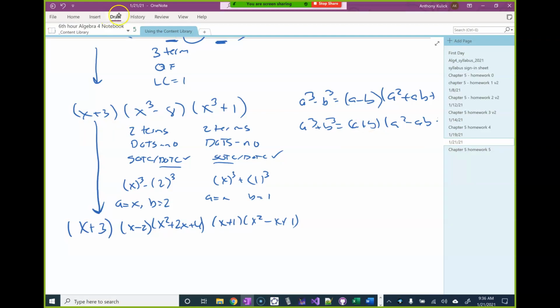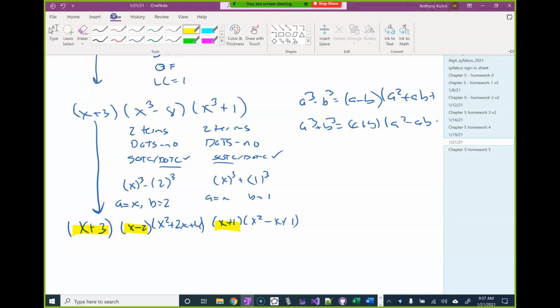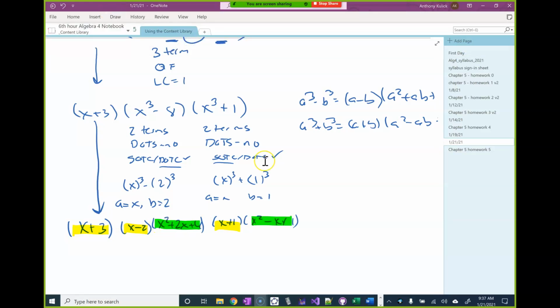And then if we check these to see if we can do any more factoring, here, I know I can't do anything more with those, so those are done. Differences of 2 cubes. So this is as far as we can go.